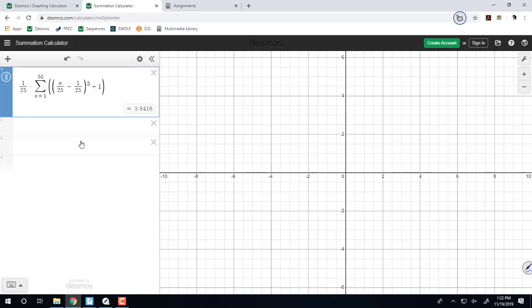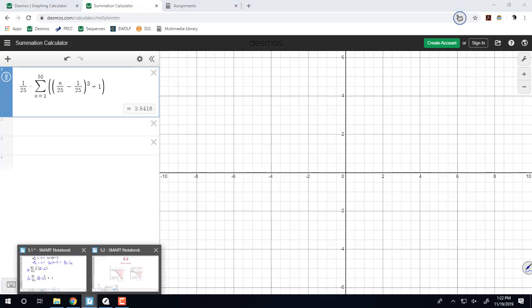So 5.8416. You won't have to compute any of these on the final because not everybody has summation calculators on their calculator. So 8416.